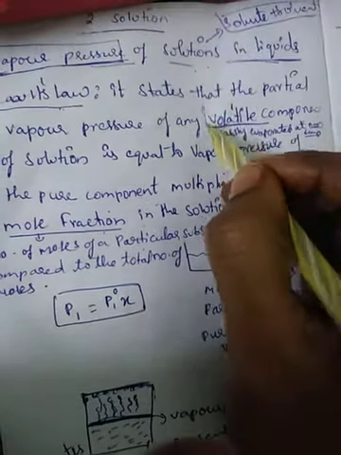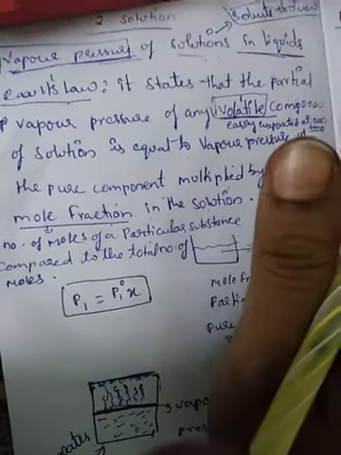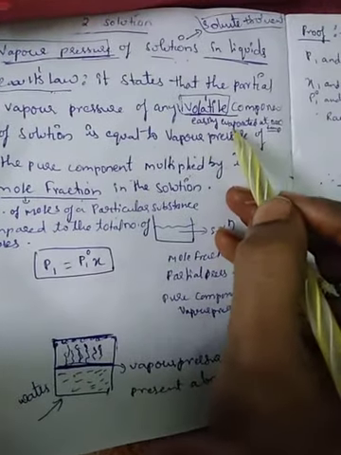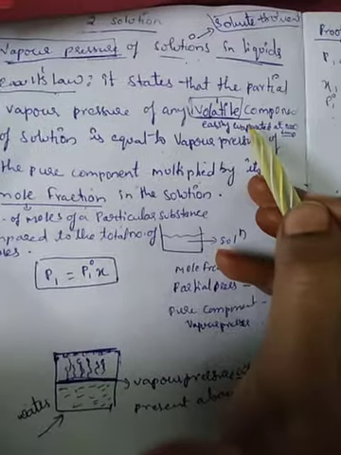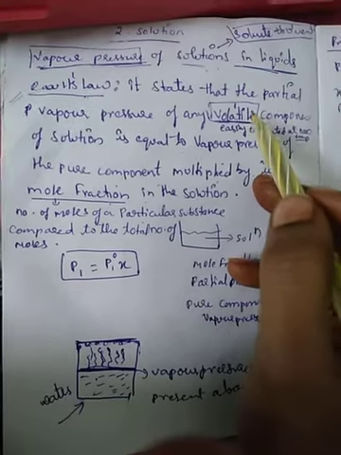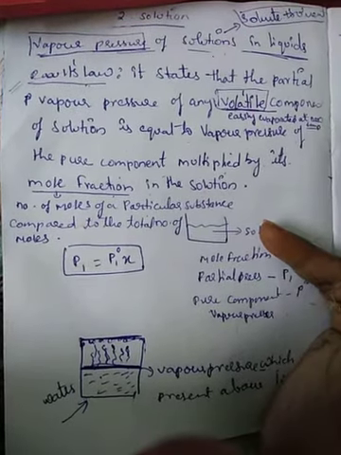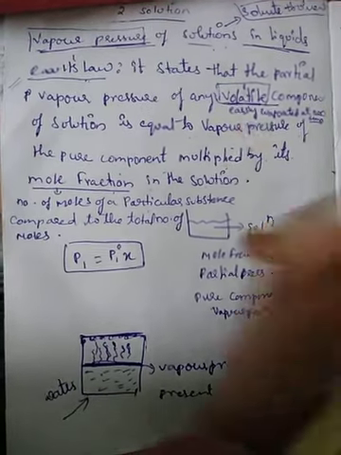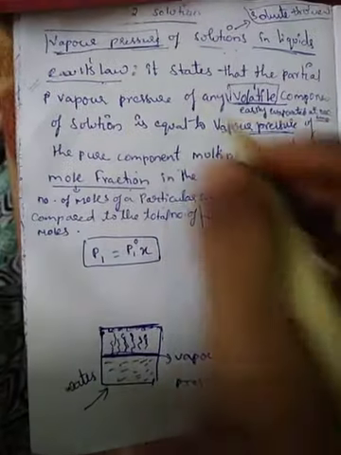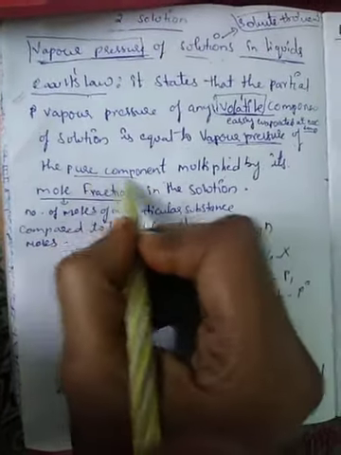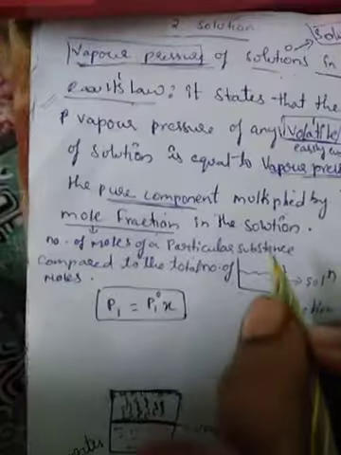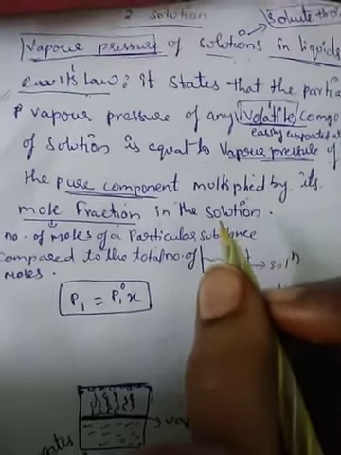Volatile component: there are two types of components, volatile and non-volatile. Volatile compounds are those which can be easily evaporated. For example, water is a volatile compound. What can easily evaporate we call a volatile component, and what does not evaporate we call a non-volatile compound. Another term is vapor pressure, which we have already seen. Now the pure component is the substance without any mixing of other compounds; it is called the pure component.